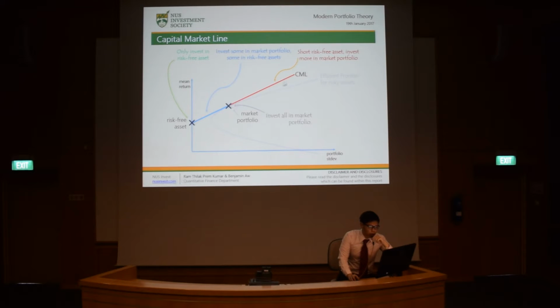Beyond this point, if you want to get more risk and a higher return, what they usually do is take a highly leveraged position. They will short their risk-free asset, so they will sell it away, and loan it away. And then they will invest more in the market portfolio. That way they will get higher returns, but they also take on a larger amount of risk.